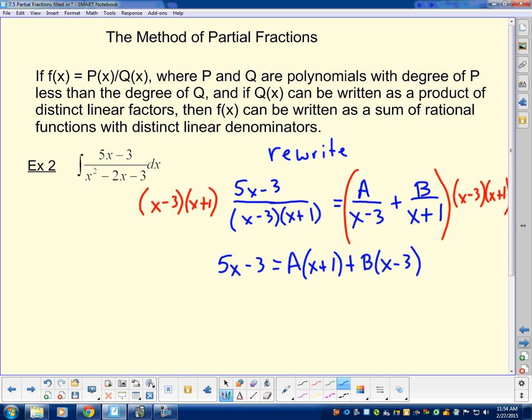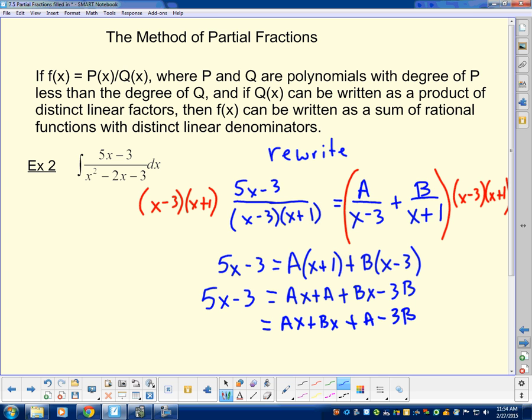So I'm going to now distribute: ax plus a plus bx minus 3b equals 5x minus 3. I'm distributing. Then I'm going to group the x terms together on the right-hand side. So I have ax plus bx, and group the constants together, which are the positive a minus 3b. And that's still equal to 5x minus 3.